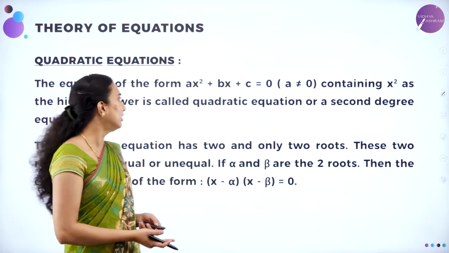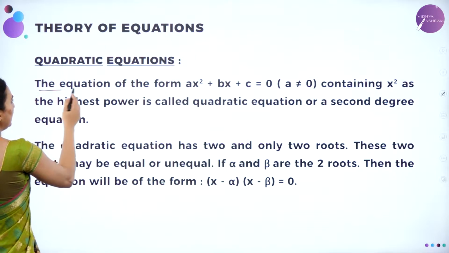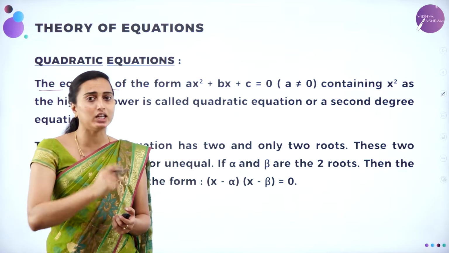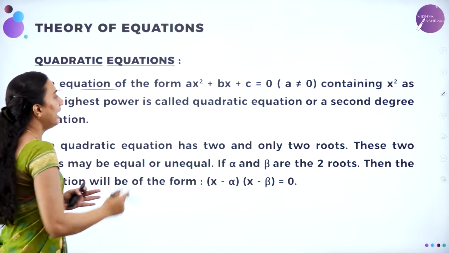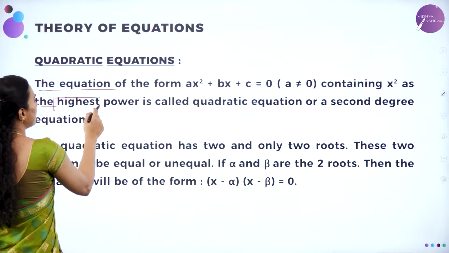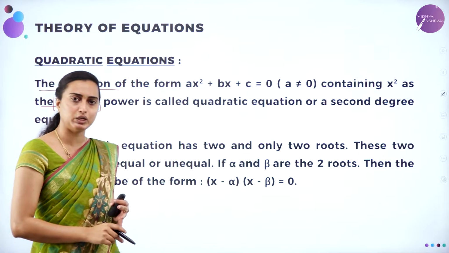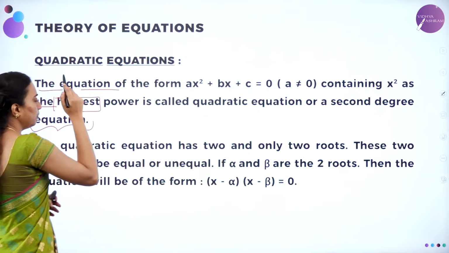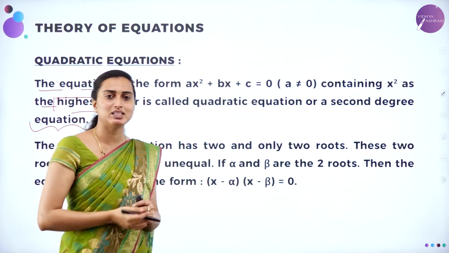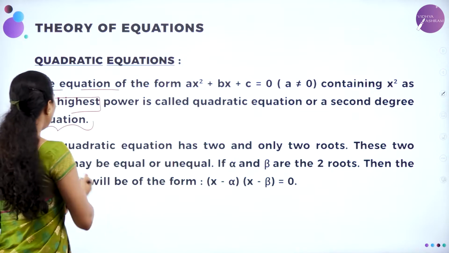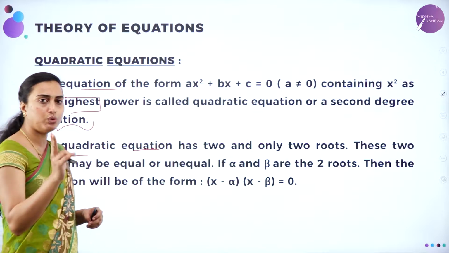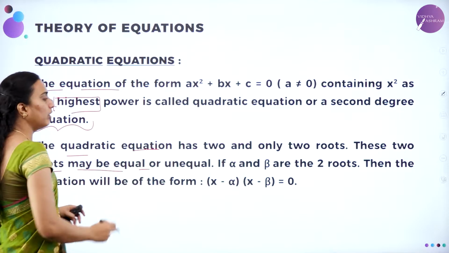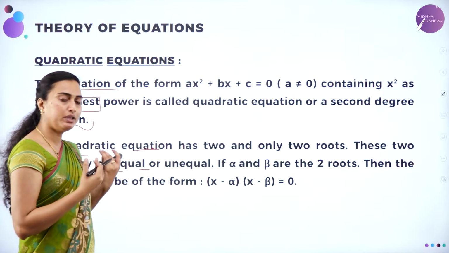Let us move on to what we mean by the quadratic equation. The equation of the form ax squared plus bx plus c equal to 0, where a is not equal to 0, and containing x squared as the highest power, is going to be known as the quadratic equation, or a second degree equation, as I told you. If it is degree 2, it is going to be known as a quadratic equation. Now here, the quadratic equation has 2 and only 2 roots. These 2 roots may be equal or unequal, may be real.